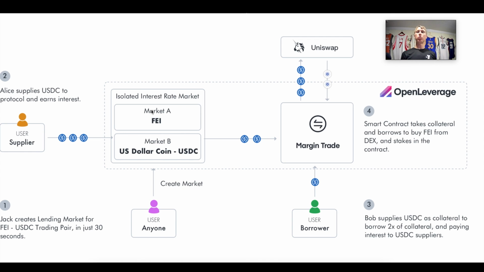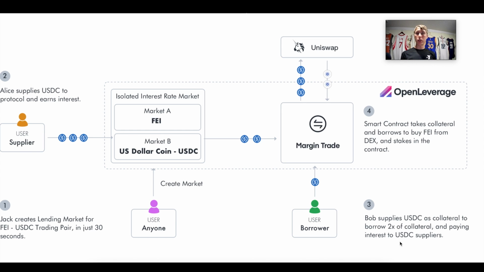This isolated interest rate market was actually created by Jack. He created this for the FEI USDC pair. So we have market A, which is FEI, and then market B, which is USDC. So as we go into the next step, we have the margin trading option. This is run by different smart contracts that takes collateral and borrows to buy FEI from the DEX and stakes it in the contract. Because remember, we had Alice supplying USDC. That's why the BUSD yields are very high on the OpenLeverage platform, because this is used as the asset in order to buy these other assets to allow longing and shorting on the platform.